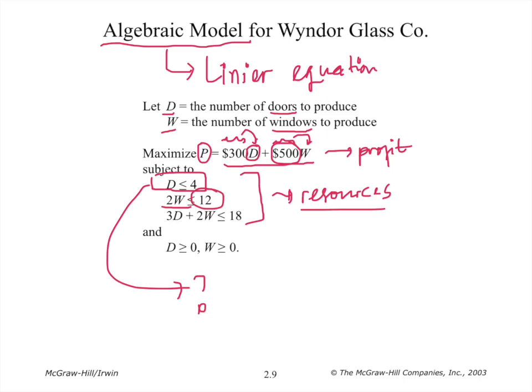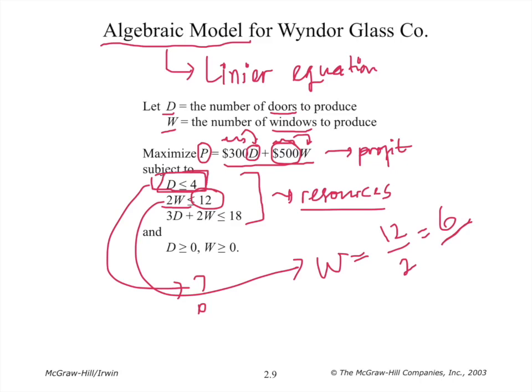So the maximum we can produce windows, because of the limiting resource that we have in plant 2, is 12 divided by 2, that is 6 windows. That is the maximum windows that we can produce. And the maximum doors that we can produce is 4.